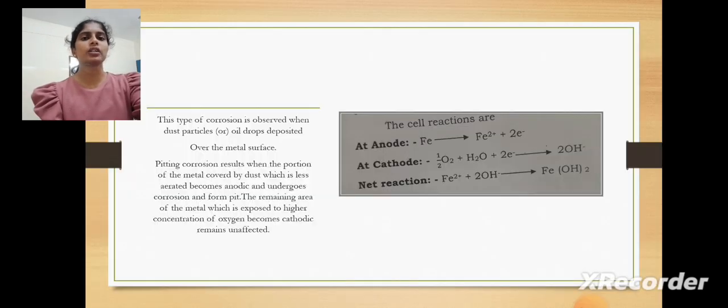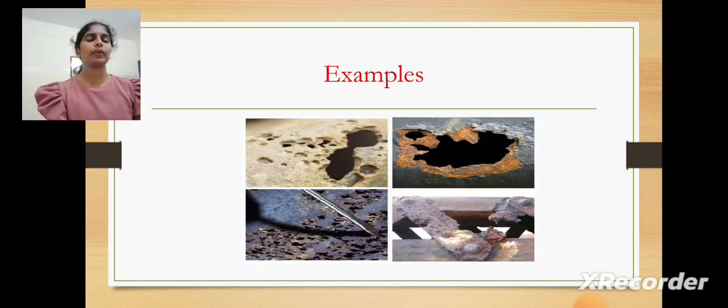Pitting corrosion is observed when dust particles or oil drops are deposited over the metal surface. Pitting corrosion results when the portion of the metal covered by dust particles or oil, which is less aerated, becomes anodic and undergoes corrosion and forms a pit. The remaining area of the metal, exposed to the higher concentration of oxygen, becomes cathodic and is unaffected by corrosion. There are anodic and cathodic reactions, and these are examples of pitting corrosion.